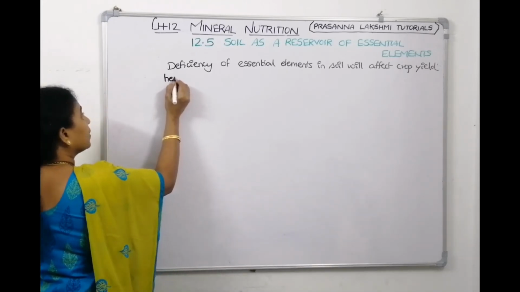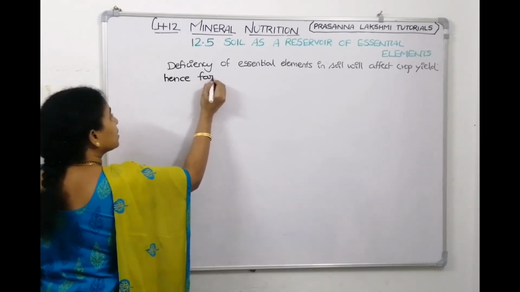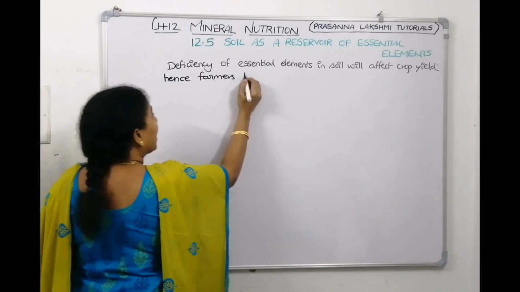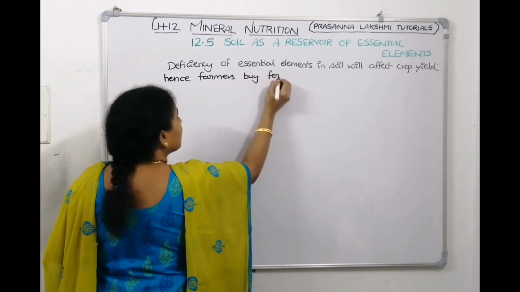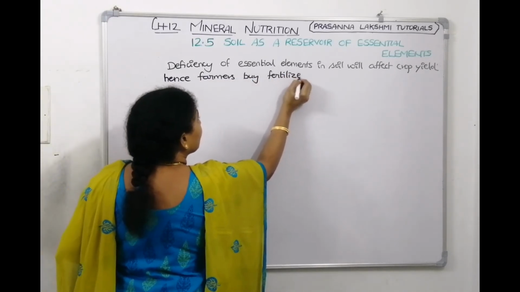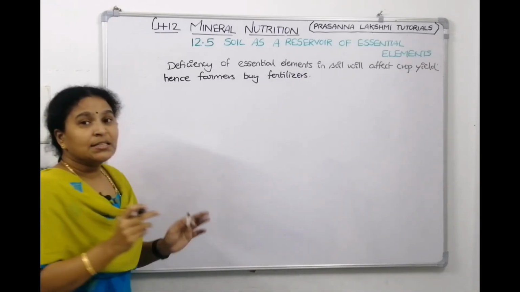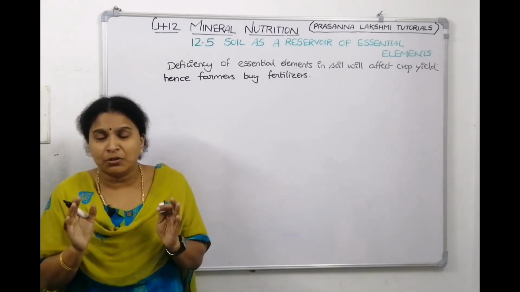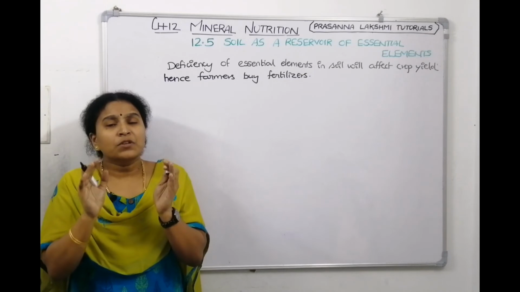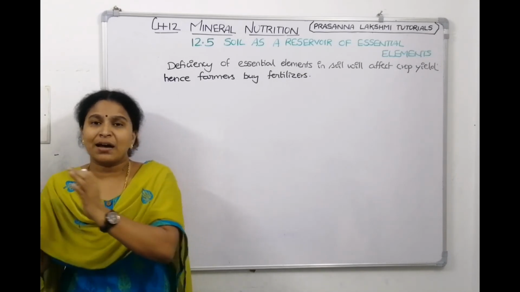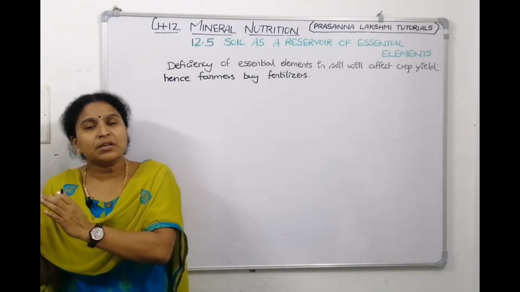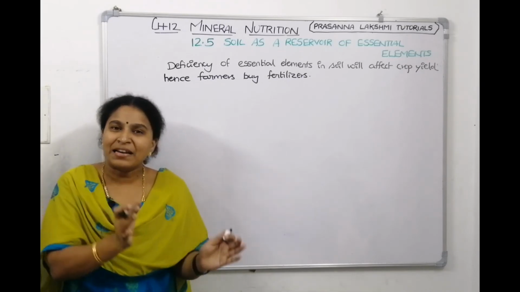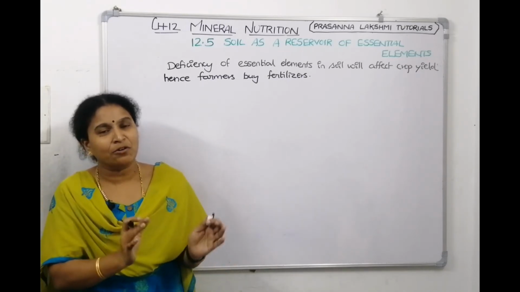Hence, farmers buy fertilizers, right? Now, these fertilizers contain essential nutrients. Those nutrients which are required in more concentrations are macronutrients. Those nutrients which are required by the plant in minor concentration are called micronutrients.